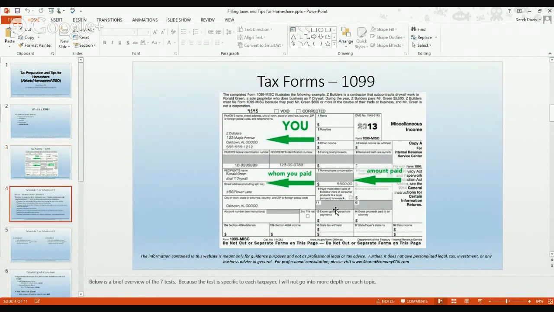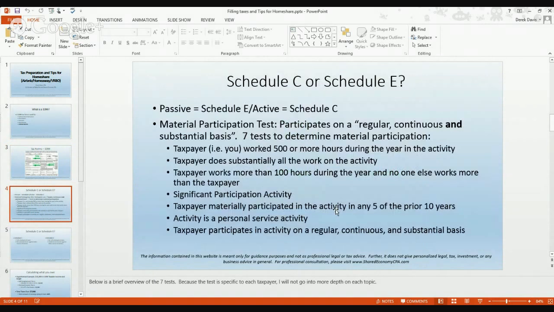And if you're trying to determine where to put your Airbnb income, you'd want to look at these two tax forms, which are Schedule C or Schedule E. And as I previously stated, if you materially participate in the activity, which means that you qualify for any of these 7 bullet points below, you could be considered having Schedule C activity, and if not, it would then be considered Schedule E.